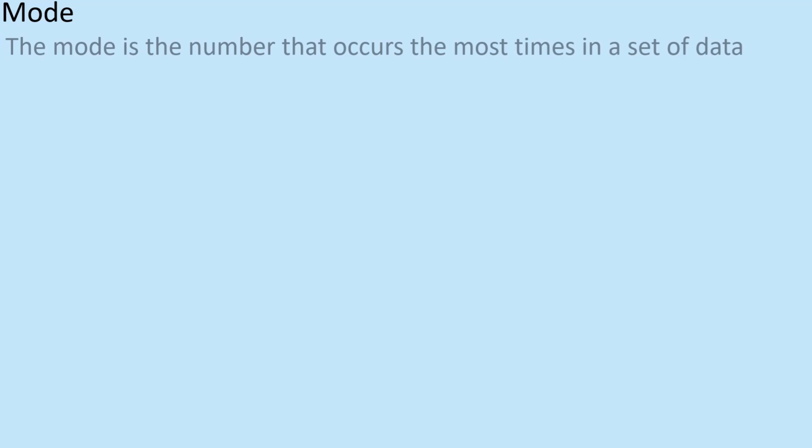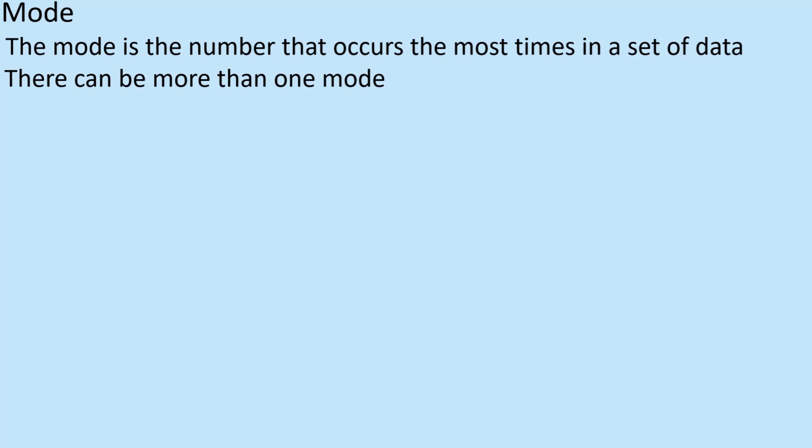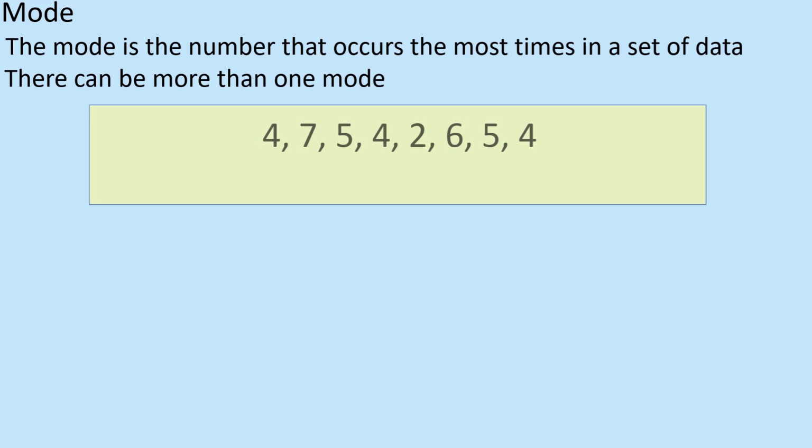But here we go. So the mode is basically the one that is most common, the one that appears the most times. So in terms of averages, if you're given a set of data, I'm looking for the one that is the most common, effectively. There can be more than one mode, and of course I can have no mode if there isn't something that appears more than once.